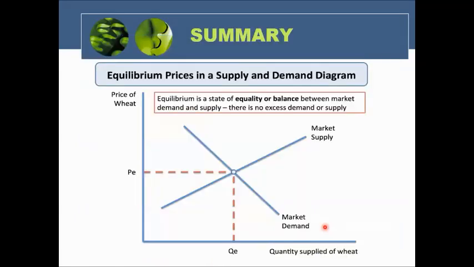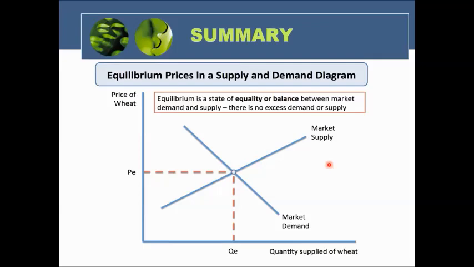And also we already discussed the equilibrium price in the supply and demand diagram or graph. So if you see, equilibrium is a state of equality or balance. So there's a balance between the market demand and supply. Wherein the demand and supply meet, there is an equilibrium. So there is a certain equilibrium price that will equal the quantity supplied, the equilibrium quantity. Okay? So there is no excess demand or supply.